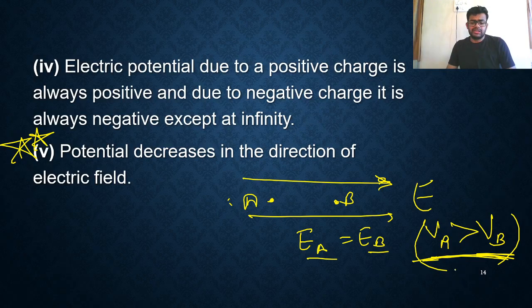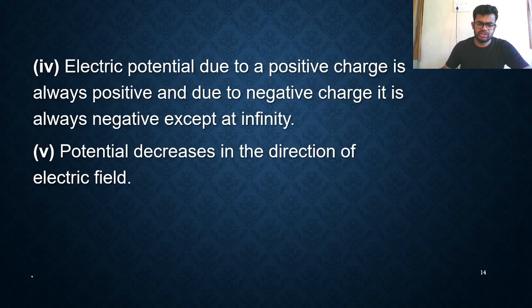Why? Because potential always decreases in the direction of the field. Because of the work done by the electric force: if you move the charge in the direction of the field, the work done by the electric field is positive, and potential is the negative of the work done by the electric field. So potential will be negative; as you go in this direction, potential will continuously decrease. That's all I wanted to explain. So the potential of A will be greater than that of B.